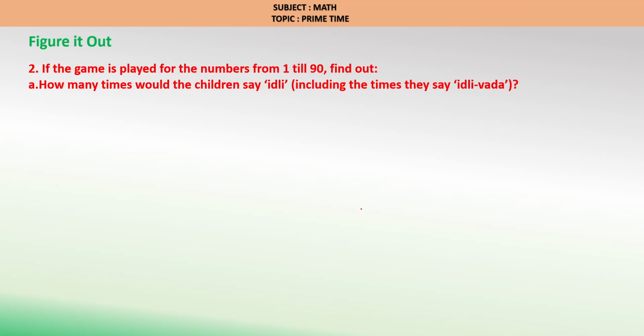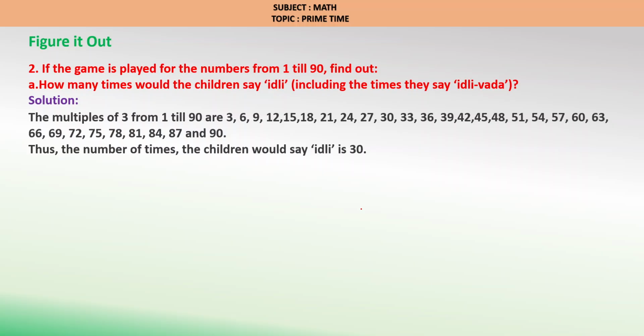Let us see question number 2. If the game is played for the numbers from 1 till 90, find out how many times children will say idli, including idli-vada. Let us see. The multiples of 3 from 1 till 90 are 3, 6, 9, 12, and so on till 90. If we count these numbers, the count is 1, 2, 3, and so on up to 30. So the number of times the children would say idli is 30.